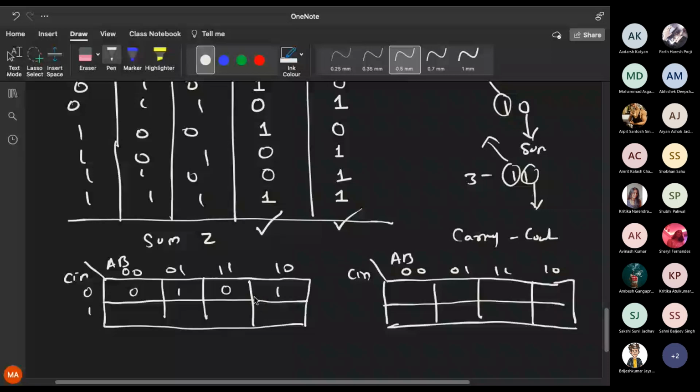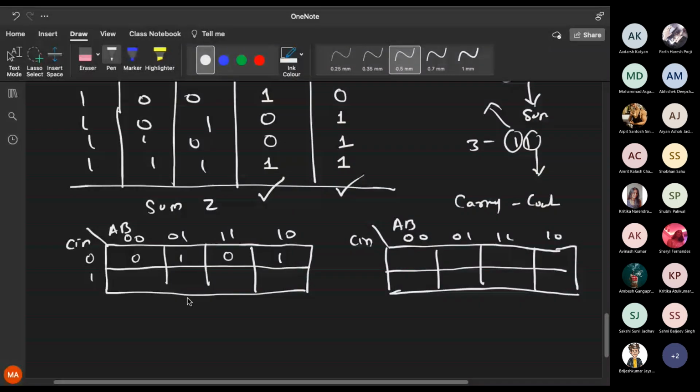ओके, 1 plus 0 plus 0 is nothing but 1, so in this case the sum is 1. 1 plus 0 plus 1 is nothing but 2, in this case the sum will be 0. 1 plus 1 plus 1 is nothing but 3, in this case the sum is 1. 1 plus 1 plus 0 is nothing but 2, in this case the sum is 0. Got this?